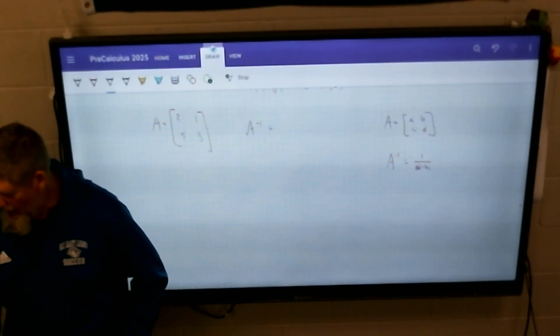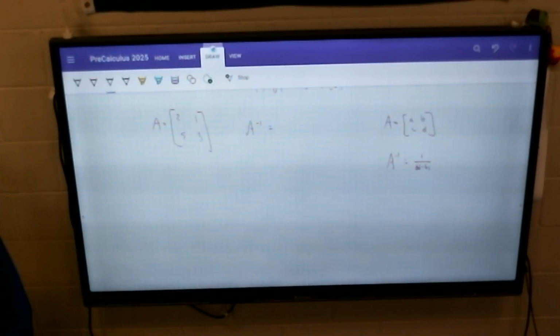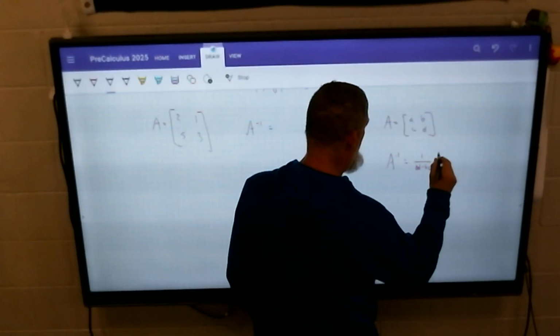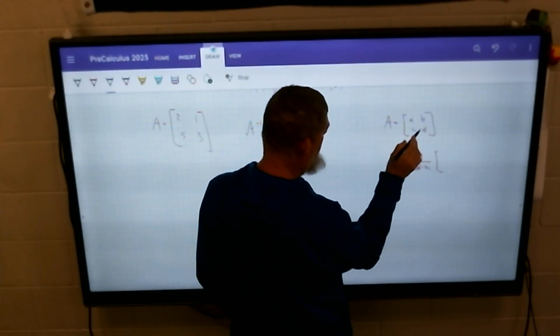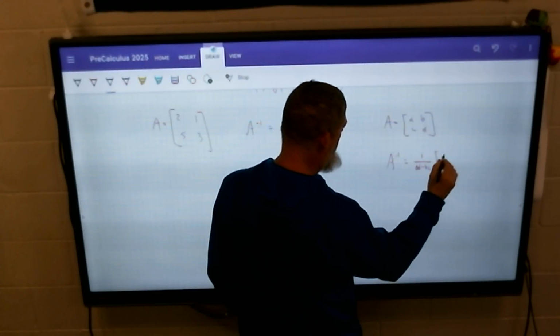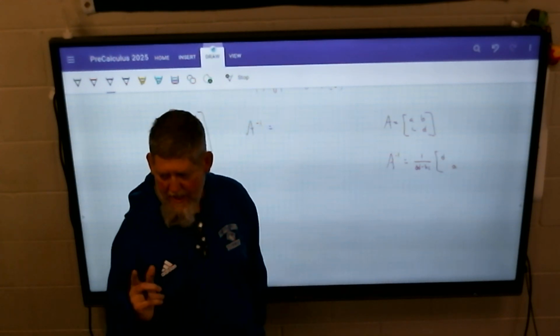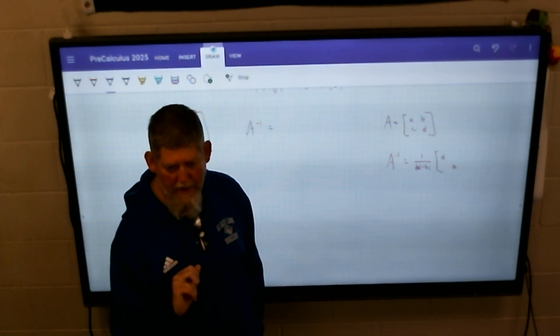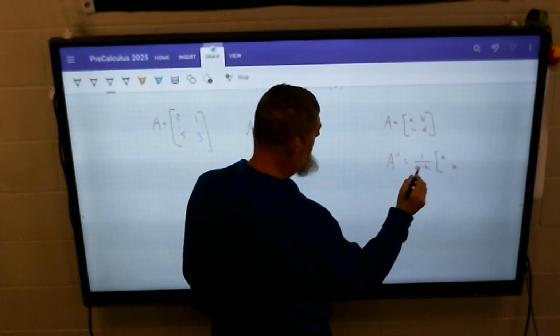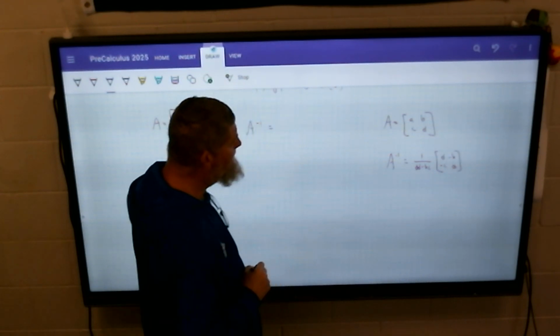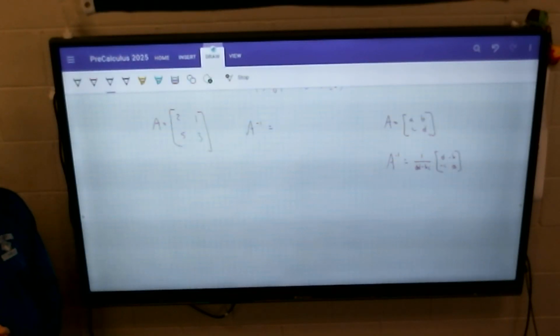Okay. Then we have to take our A, B, C, D, and mix it up a little bit. You see the A and the D? Switch places. D, A. The C and the B, keep them in the same place, but change their signs. So negative C, negative B. And there's your inverse.